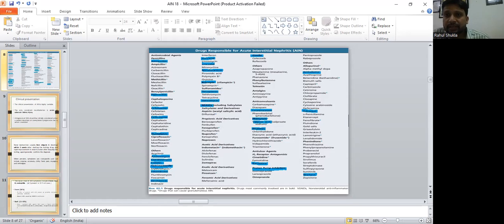Then PPIs are a very important group of drugs, lansoprazole, omeprazole, along with H2 receptor blockers like cimetidine, ranitidine, famotidine. They all may be associated with interstitial nephritis. Then other drugs like azathioprine, allopurinol, diltiazem, warfarin, propranolol, and so on. These may lead to this type of injury.